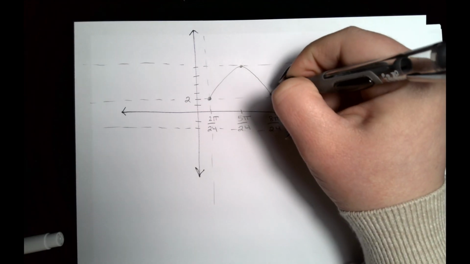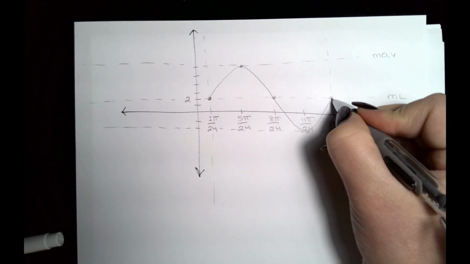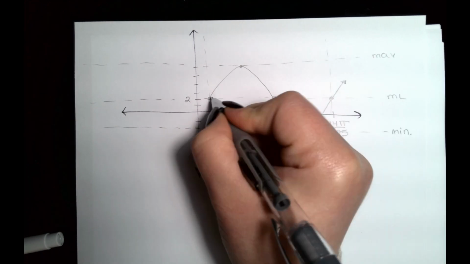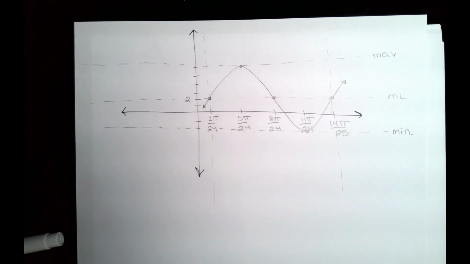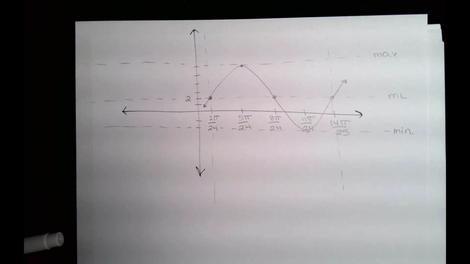If it looks like you have sharp V's, credit will be removed because that is not what the function looks like. We're going to extend out. You need to have arrows because this is a continuing function. Remember, every dotted line that we have here is a guiding dotted line. It's not an asymptote. Nothing is an asymptote with sine and cosine.